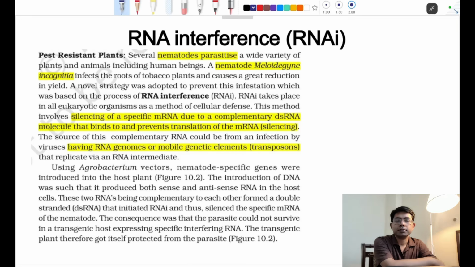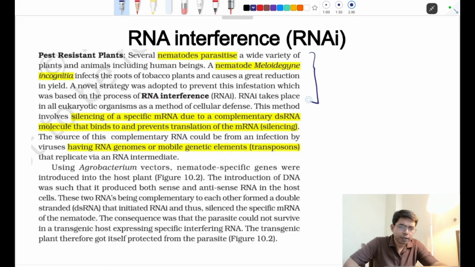Hello students. So today let's discuss this very important topic of biotechnology application, and that is RNA interference. It's a very interesting topic as well as important also. If we go through these NCERT lines, in the first part of the paragraph, it is talking about a problem, and the problem is the infection of tobacco plant by nematode.